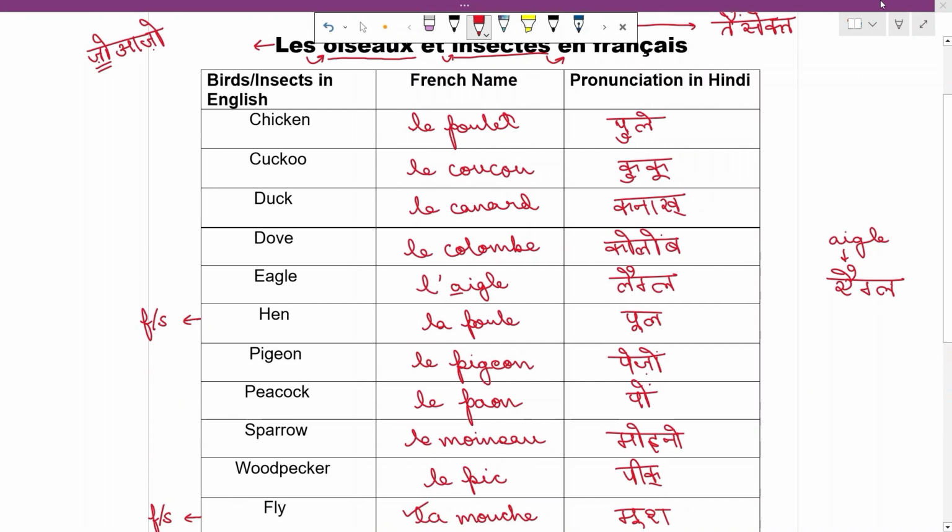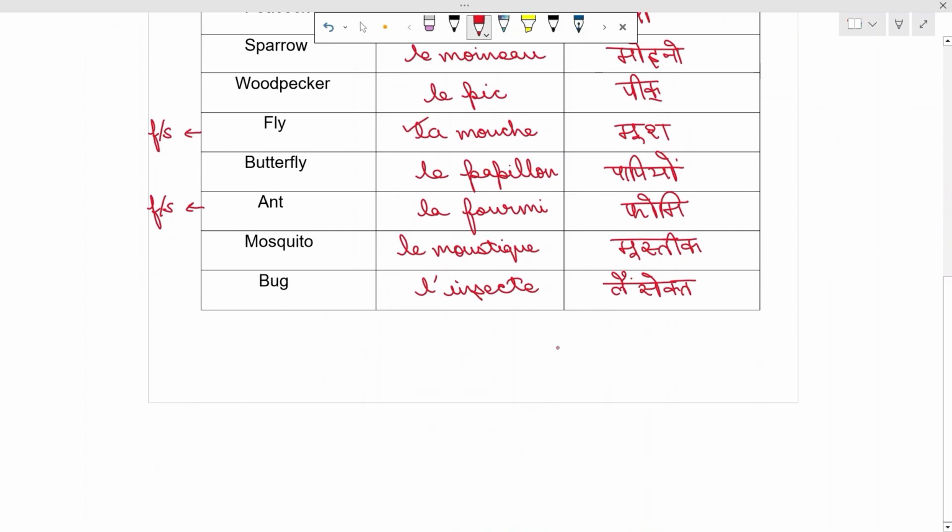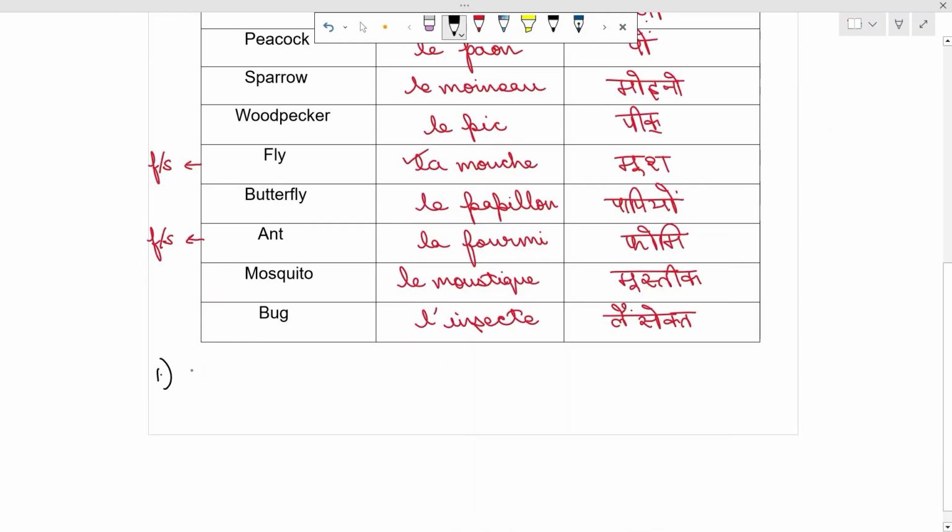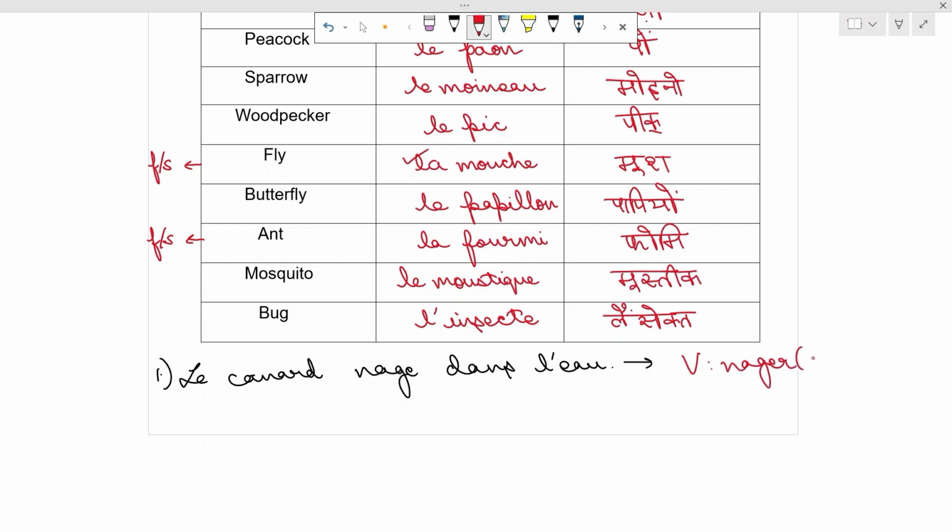I'm sharing some sentences for making you understand how to use this vocabulary, and there may be inclusion of some new verbs. So let's do that exercise. The first sentence is le canard nage dans l'eau. The verb that I've used over here is nager, which means to swim. Pronunciation is nager.